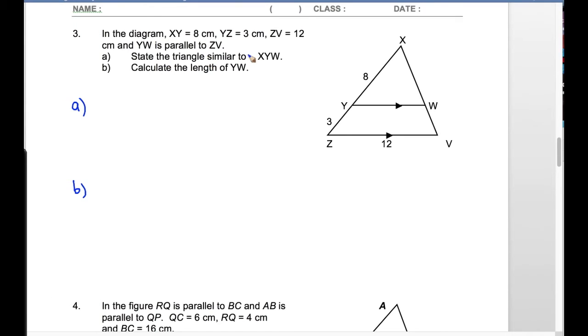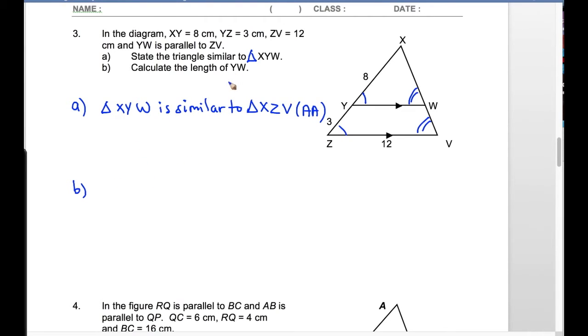State the triangle similar to triangle XYW. As you can see, we have corresponding angles here. Therefore, triangle XYW is similar to triangle XZV because of two corresponding angles.